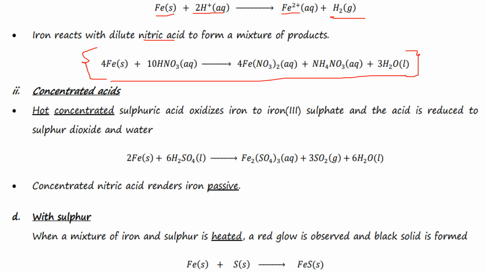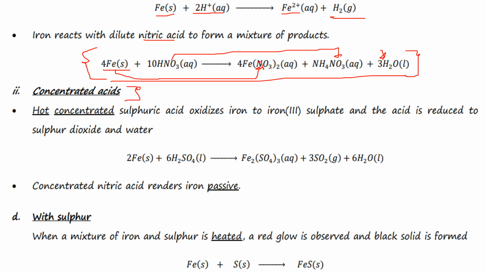So if you look at this equation, iron was oxidized to iron II nitrate by this dilute nitric acid. But nitric acid, after oxidizing, got reduced to ammonium nitrate together with water. So you need to make half equations. One half equation is going to be iron being oxidized to iron II, and then the other half equation is going to be nitric acid getting reduced to ammonium ion plus water, and that's your half equations which you need to balance.